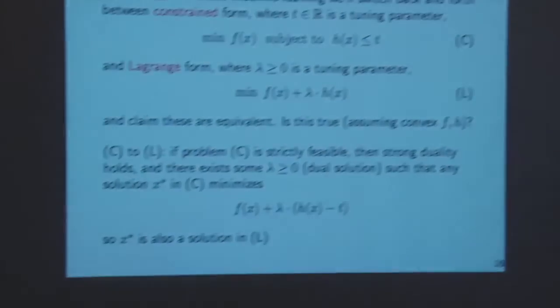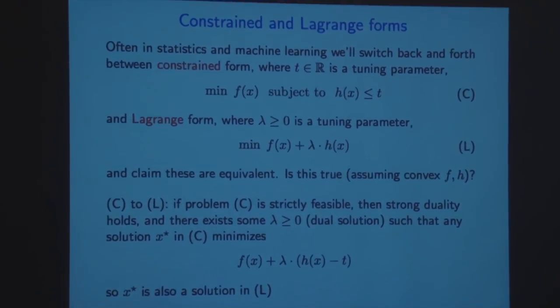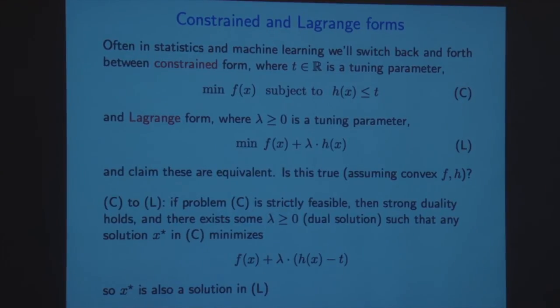Okay. Here's another topic that I think we run into all the time in stat and ML, and that's constrained versus Lagrange form. We have our favorite problem, with our favorite loss function f and our favorite, say, regularizer h. You often see written down in papers a sentence like, you can consider the constrained form, minimize f of x subject to h of x less than or equal to t, or we can consider the penalized form, or the Lagrange form, minimize f of x plus lambda times h of x.